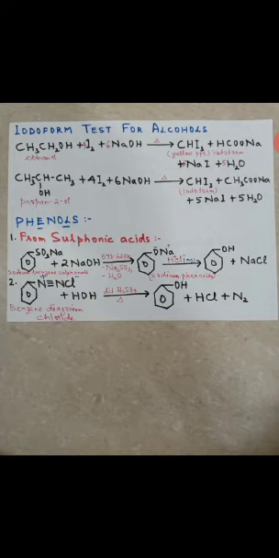Hydrolysis. Na2CO3 plus water will give you what? NaOH plus H2CO3. So you are getting it there also, so that also you can take it. So the basic thing is that alcohol which contains the CH3CHOH group is giving the iodoform test.